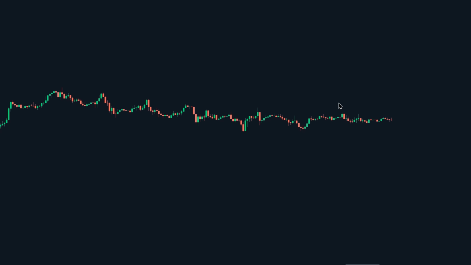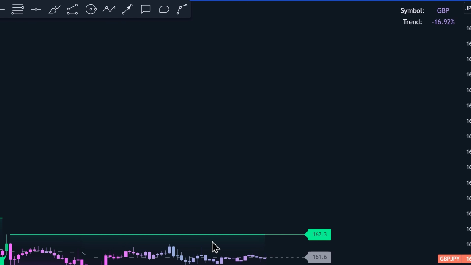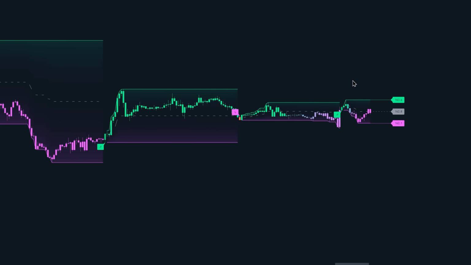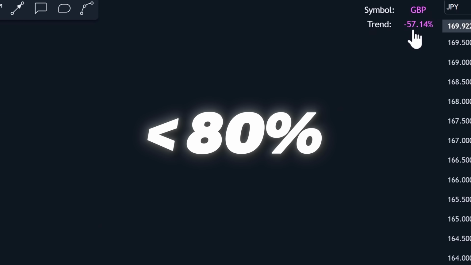This was another ranging market, and it was identified and filtered out by the same indicator, because as you can see, the delta value was again less than 80%. And the same thing goes for this ranging market. The delta value was less than 80%.